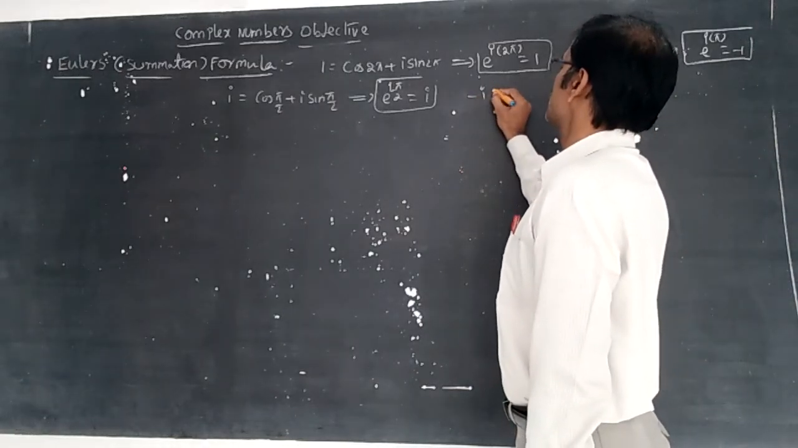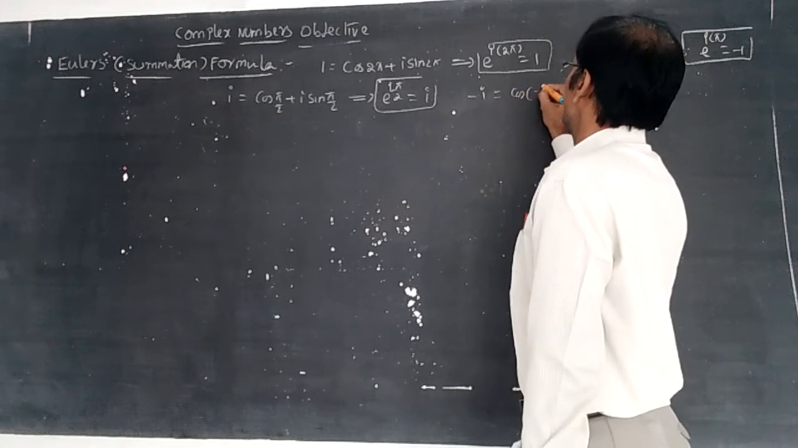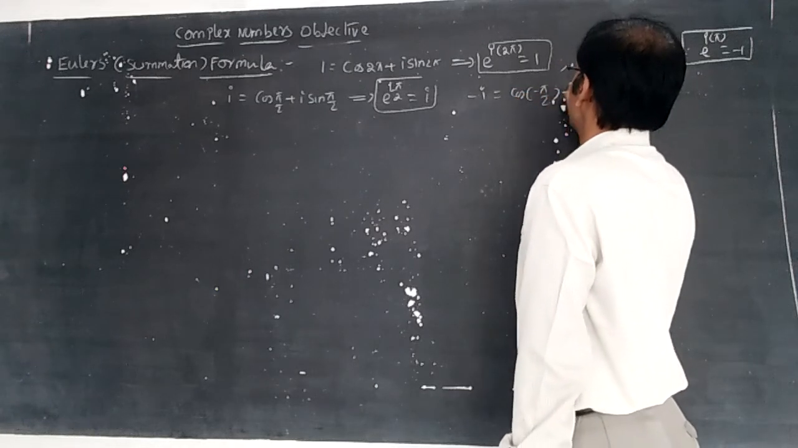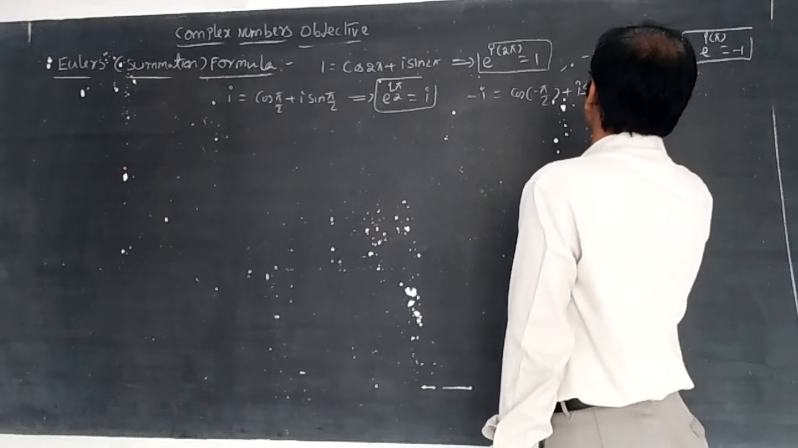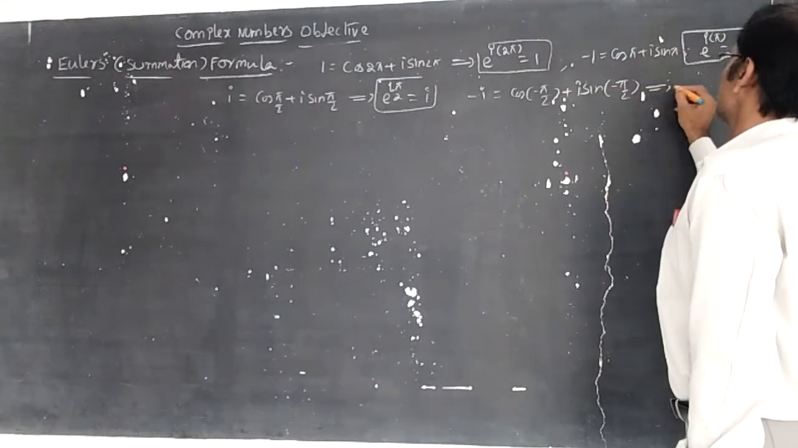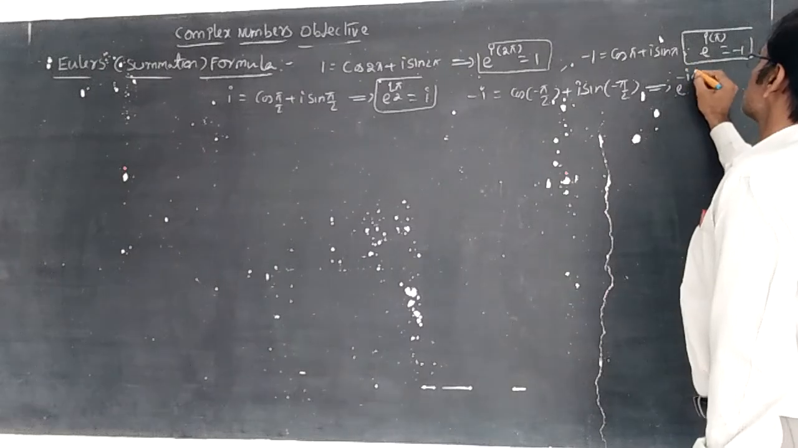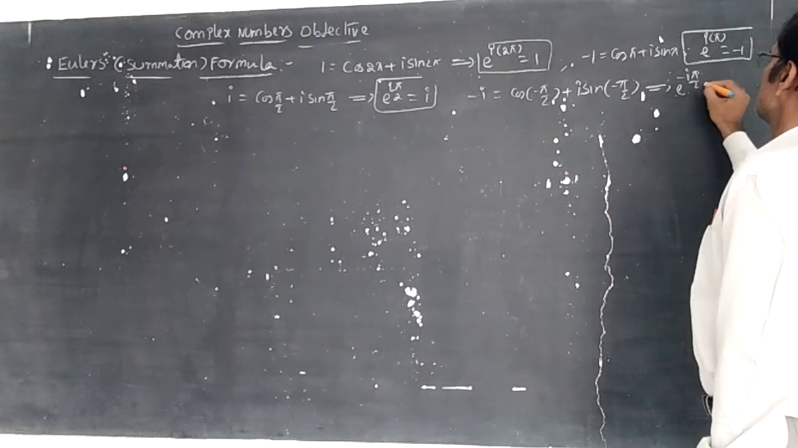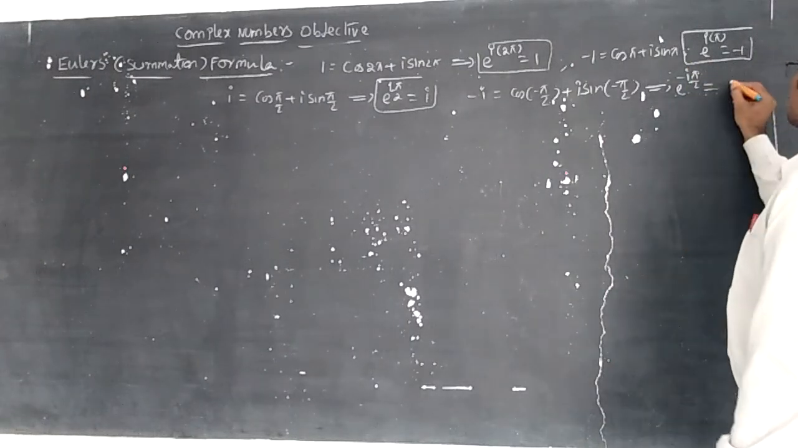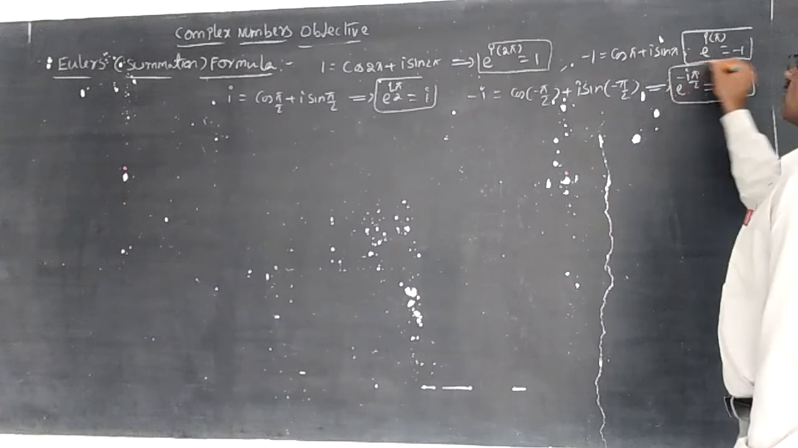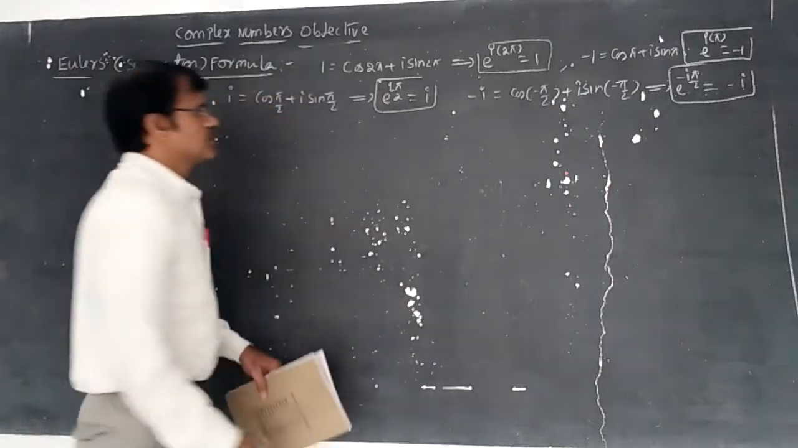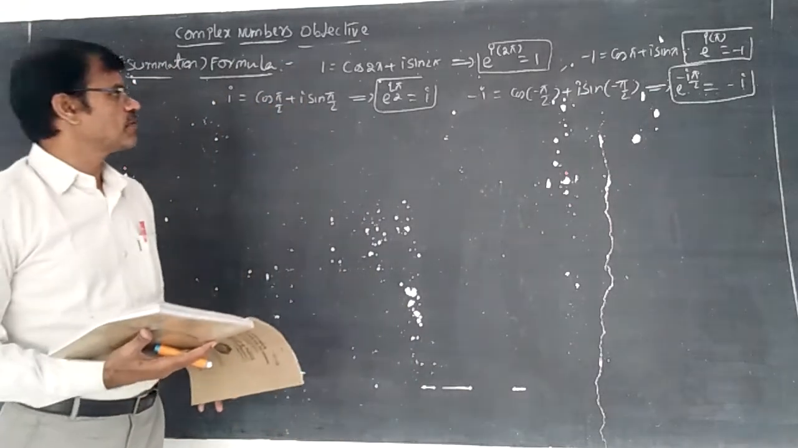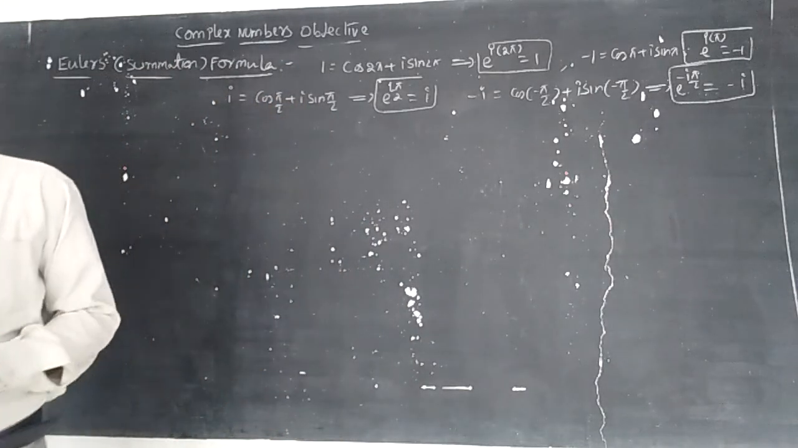Next, minus i we can understand as cos of minus pi by 2 plus i sin of minus pi by 2. That implies e power minus i pi by 2 is equal to minus i. This i is always useful. Instead of i, we can write e power i pi by 2.